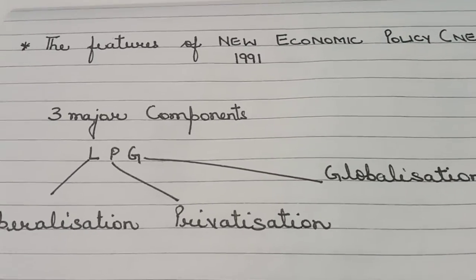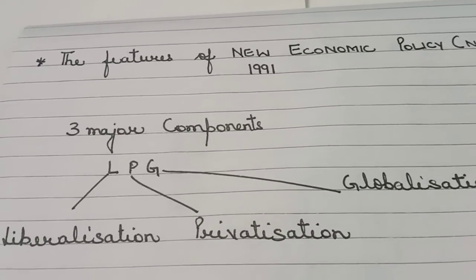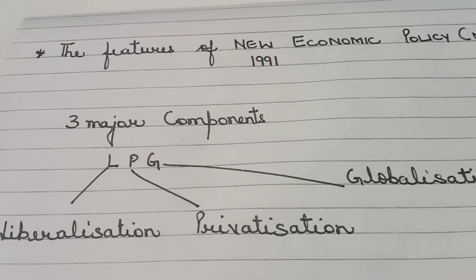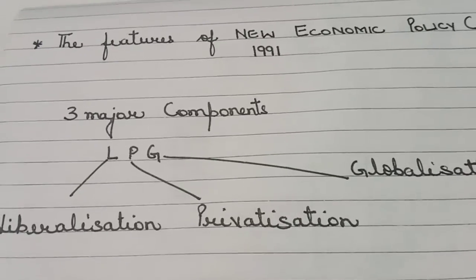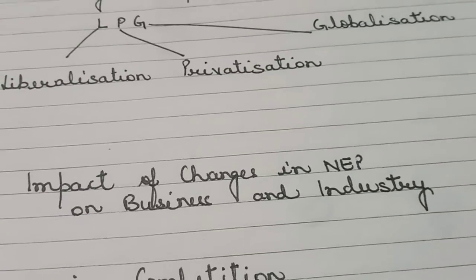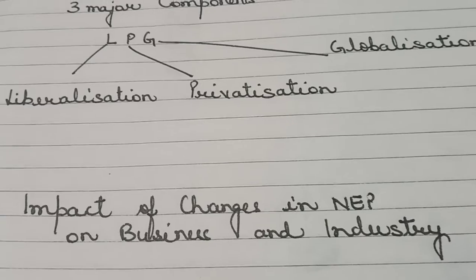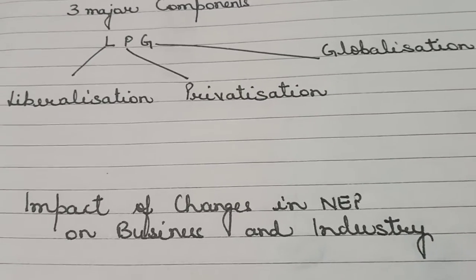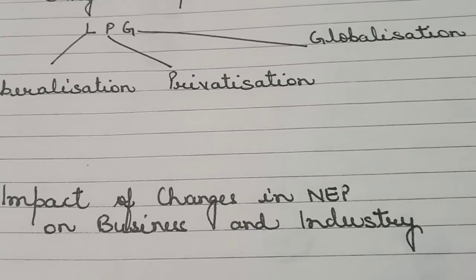Hence, the next important topic that we need to cover is what was the impact of this change. This was a change in the economic environment, so this would have both direct and indirect effects on business performance. The next topic that we need to cover is the impact of the changes in NEP on business and industry: what was the effect of the changes that were made to NEP, and how these changes affected business and industry.